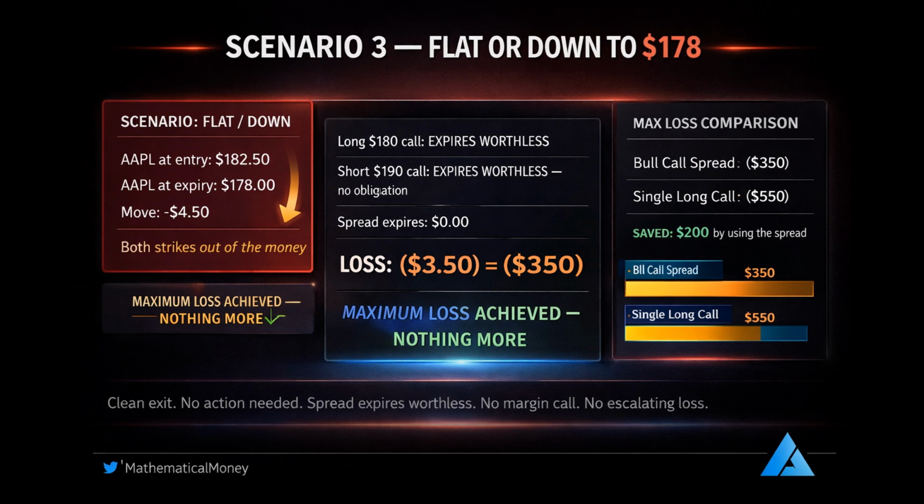Compared to the single long call, the same scenario produces a $550 loss, for the same directional outcome. The spread trader absorbs $200 less when wrong. Over time, across multiple trades, that difference compounds. Being wrong costs less with the spread. That is why directional traders prefer spreads over single calls in most moderate move scenarios.